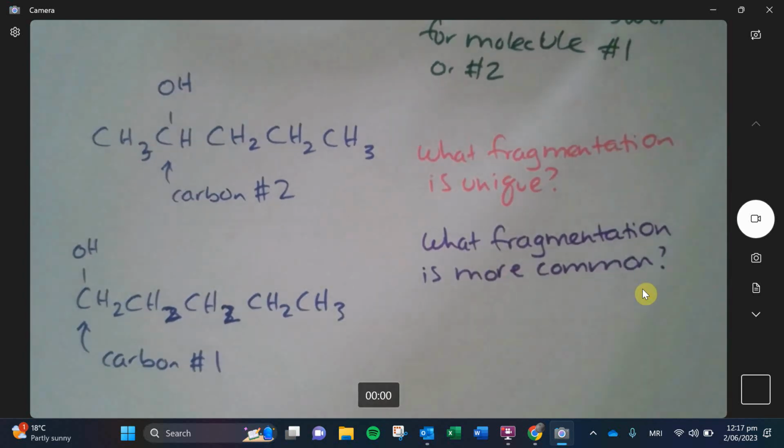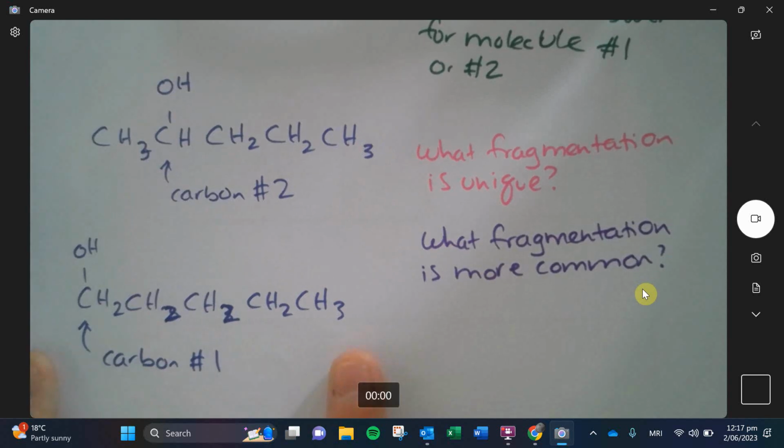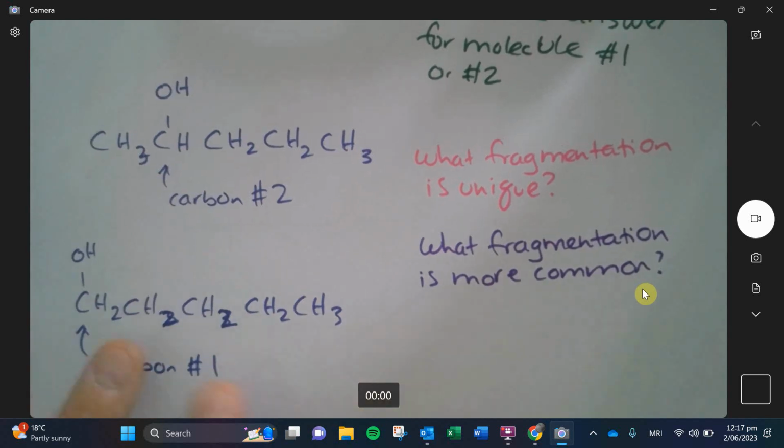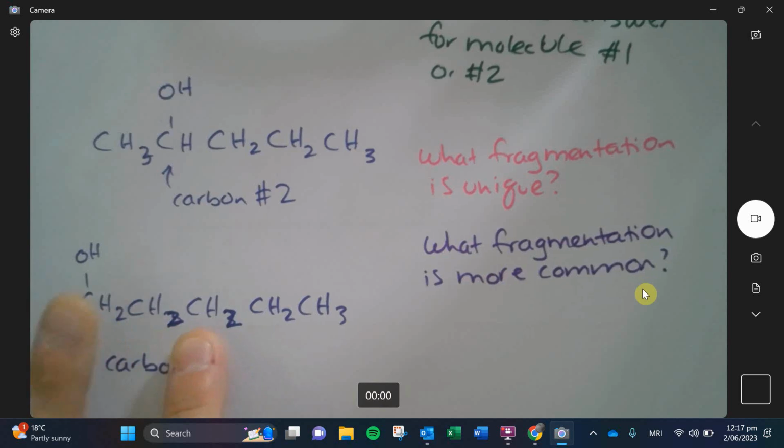So those are the two things that I'm asking when I look at how I break things up. Are we okay with that so far? And the fact of where that OH is will influence then what is possible to break. So one of the first things that I noticed that is unique to the bottom structure here with the alcohol on carbon number 1 is that it is possible for it to have a chain of 4 carbons.